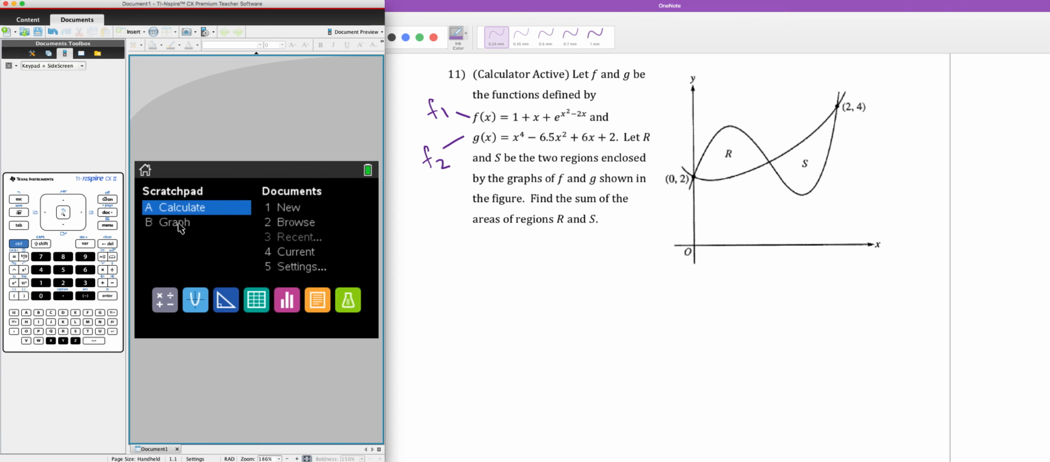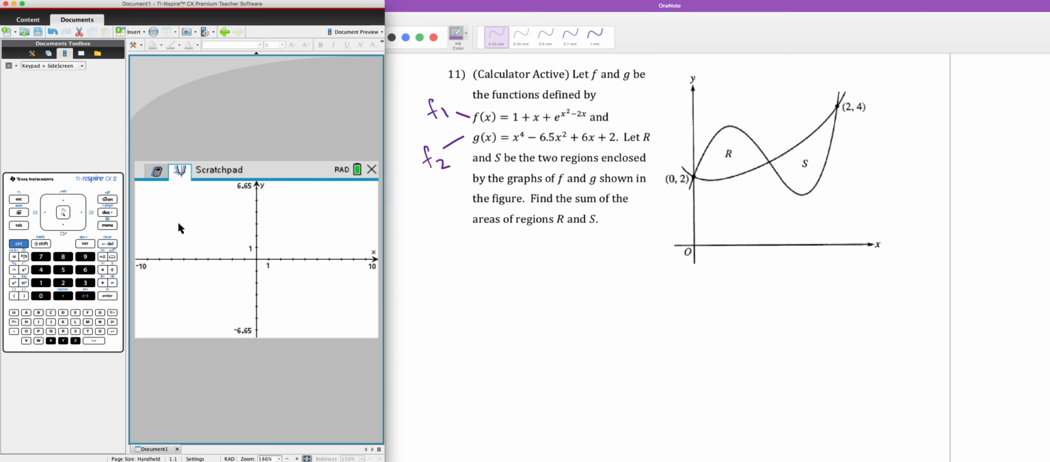So I'll go to a graph screen on my calculator. Remember, if you hit tab, f1 of x will pop up. If you've got extra things in your graph right now, please take the time to clear it. But I don't, so I'm going to start typing this in. So I get 1 plus x plus e to the x squared minus 2x. Oh, I changed that. It's an equal sign. It should say plus. So I get 1 plus x plus e to the x squared minus 2x, and I get that curve right there.